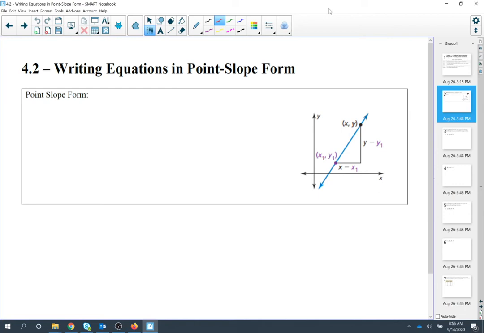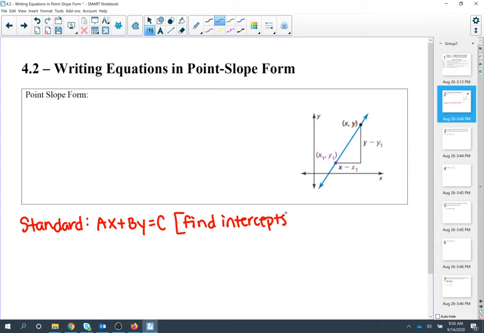4.2, writing equations in point-slope form. Now, just as a recap, we started off and we knew standard form, which is ax plus by equals c. This one you're typically going to use when you want to graph it by finding the intercepts. So if you substitute 0 in for x, you'll find the y-intercept. If you substitute 0 in for y, you'll find the x-intercept.